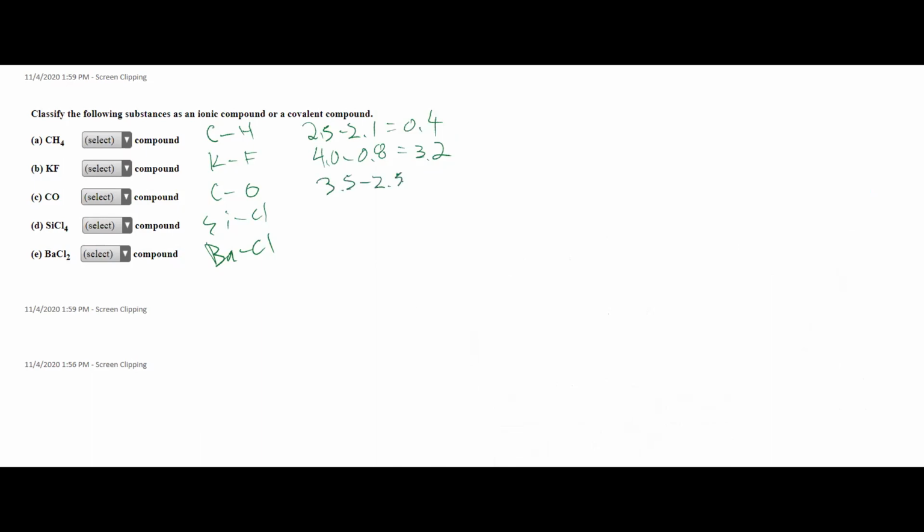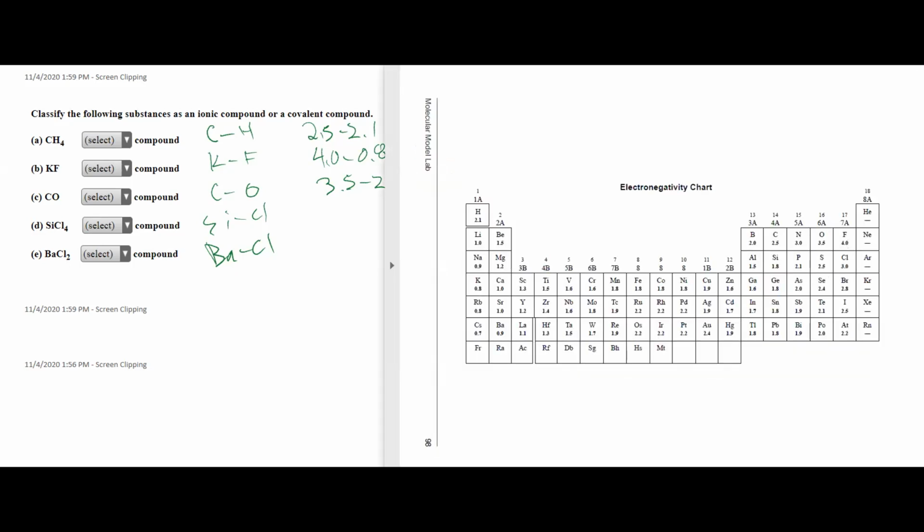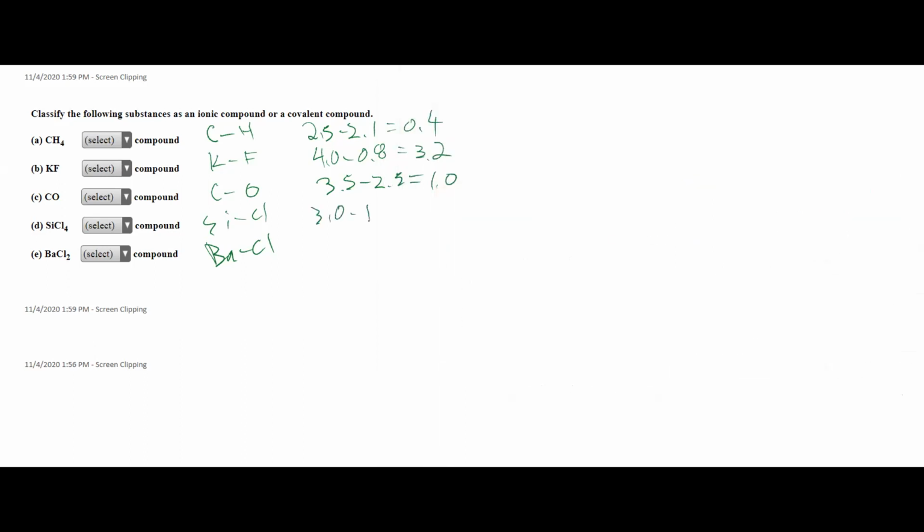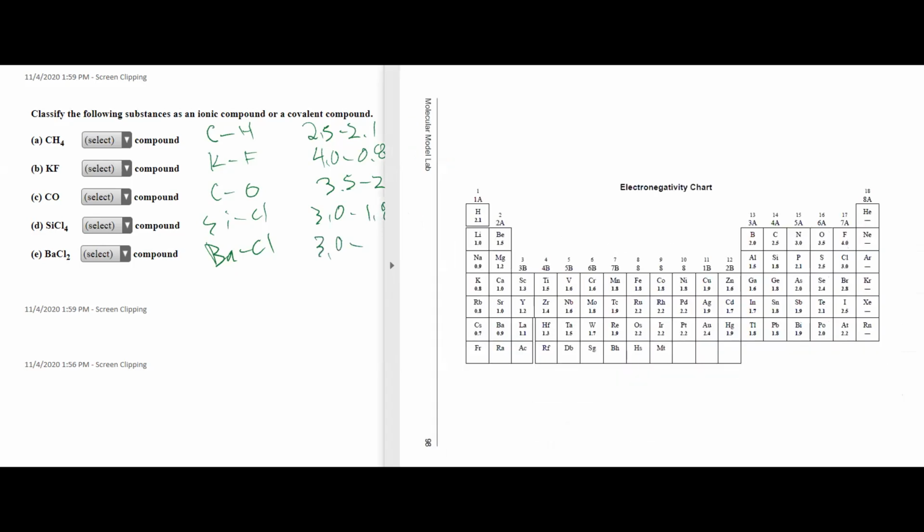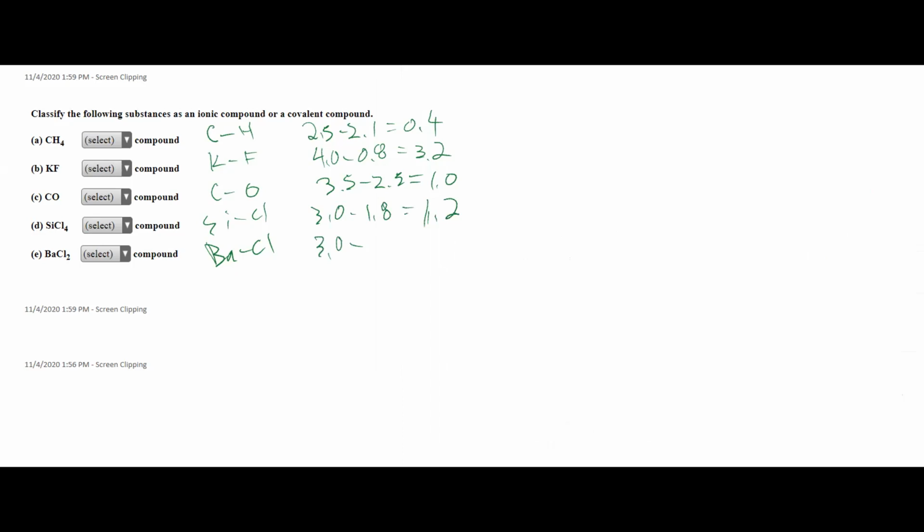Now for your exams, I will be providing those electronegativity values. So when you guys are doing these polar and nonpolar or ionic bonds, you won't need to use a periodic table. I'll either provide it as an electronegativity chart there, or I will give it for that specific question. Silicon is 1.8 and Cl is 3.0. And barium chloride is 3.0 for the chloride, and barium is going to be our 0.9.